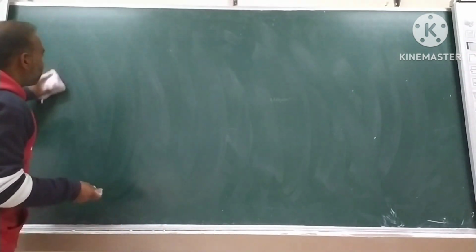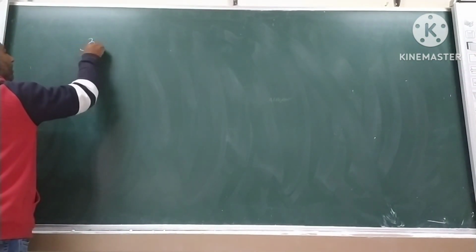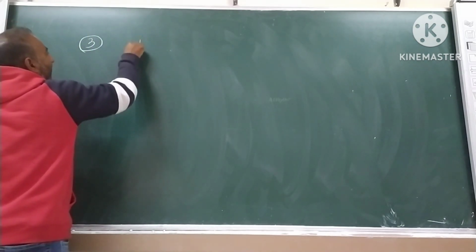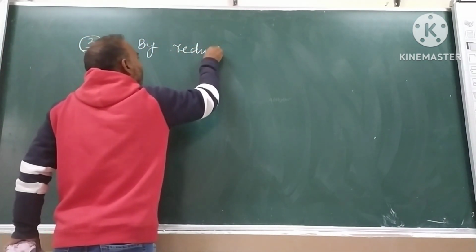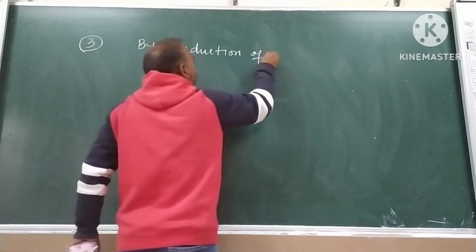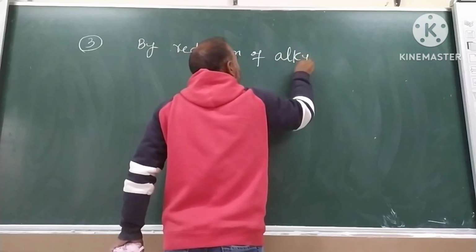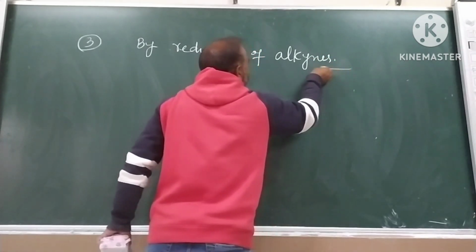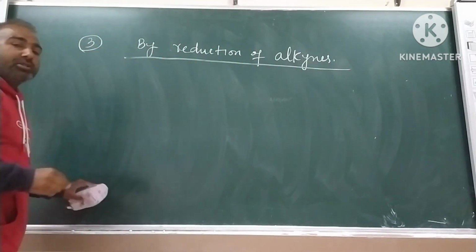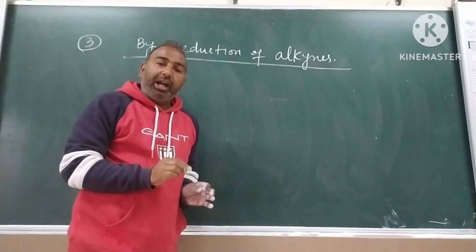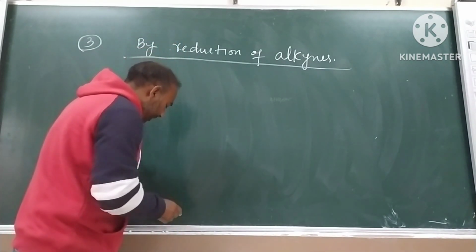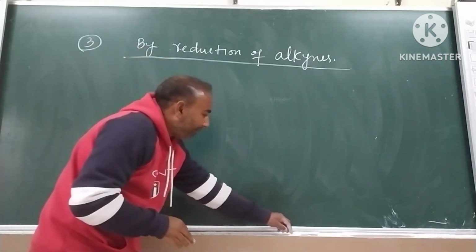Preparation of alkenes by reduction of alkynes. That is called controlled reduction. Reduction under controlled conditions. There are two types of this. Let us see.